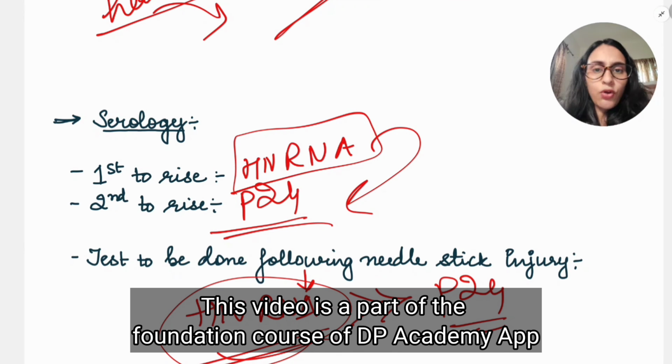But if HIV RNA is not given in the option, then go for P24 antigen. On the Western blot, you can see positive.